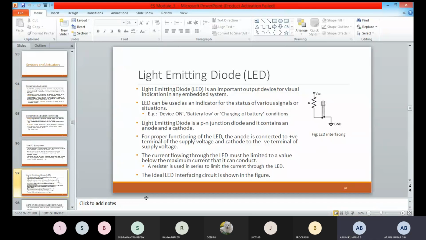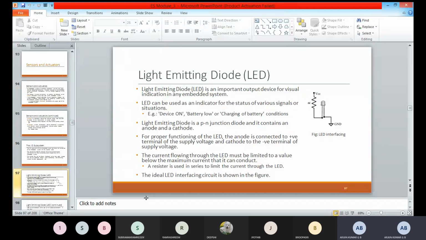Then an LED can be used as an indicator for the status of various signals or situations. The status, whether it is turned on or turned off, as well as some signal indication. An example is given here: device on. When the device is turned on, it shows some indication. Or battery low. If the battery is low, it will show some color indication, some color LED will be turned on.